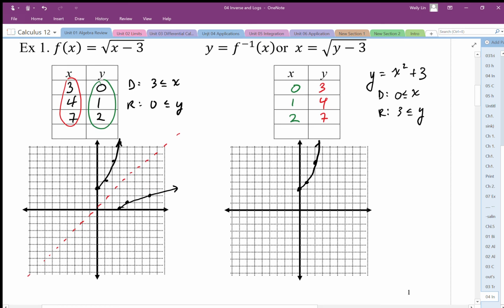So an inverse property has switching of x and y's. It is a mirror image across this line, and it also is an inverse operation. So this square root becomes the squared function, or at least half the squared function here. So those are properties of inverses that we want to connect to each other.